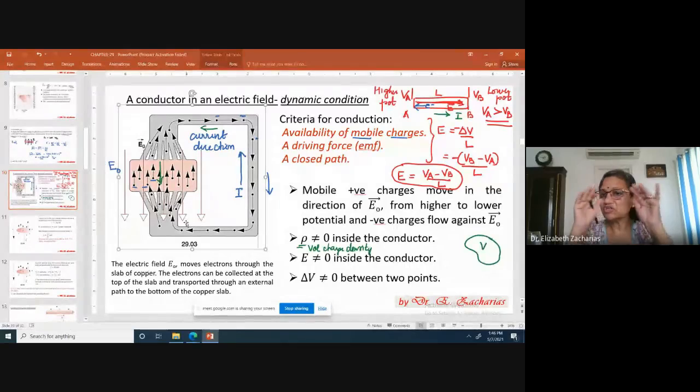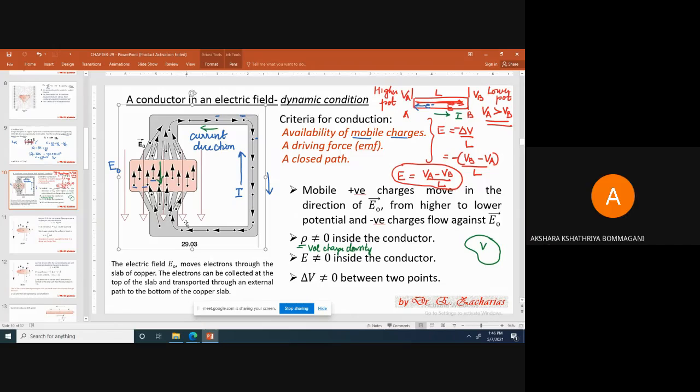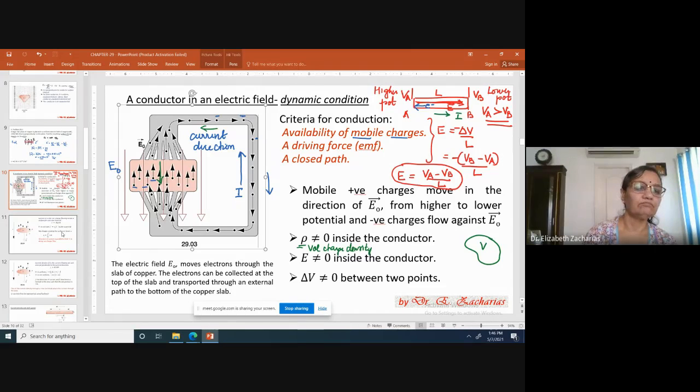Because there is no electrostatic equilibrium, electric field is also not zero, because I've shown you there is a potential difference. There is a potential difference, that means there is an electric field inside. And because there is an electric field, the potential difference is also there. So the entire body is not at the same potential. Did you understand this? Yes, yes. Right. Now this is how current flows, and this is called dynamic condition.